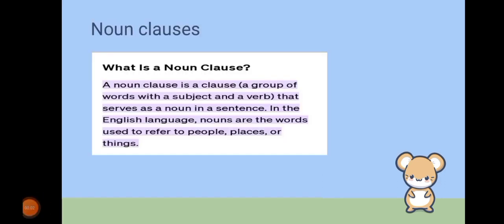Noun clauses. What is a noun clause? A noun clause is a group of words with a subject and a verb that serves as a noun in a sentence. In the English language, nouns are the words used to refer to people, places, or things.